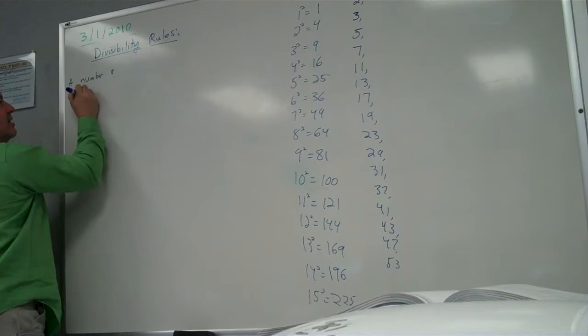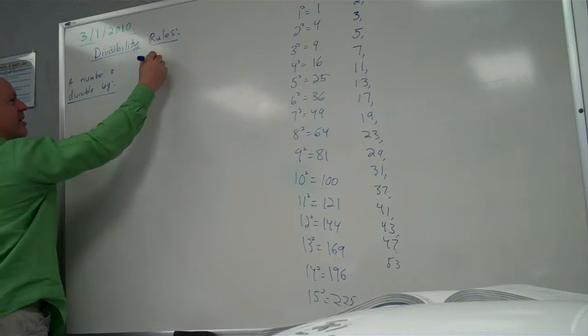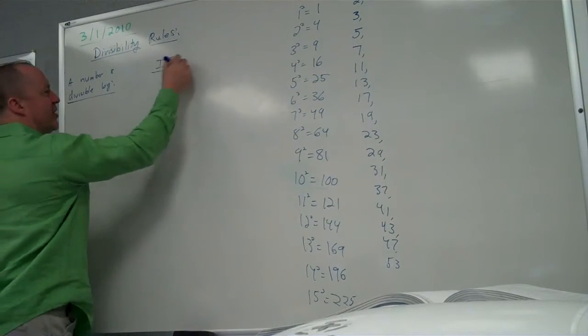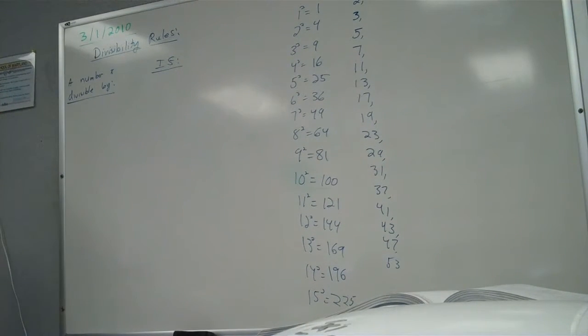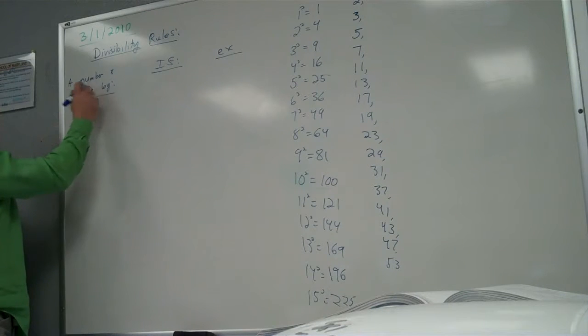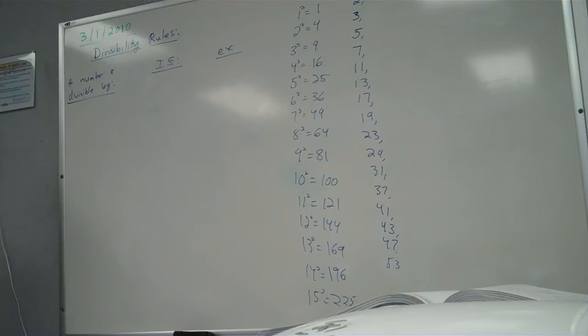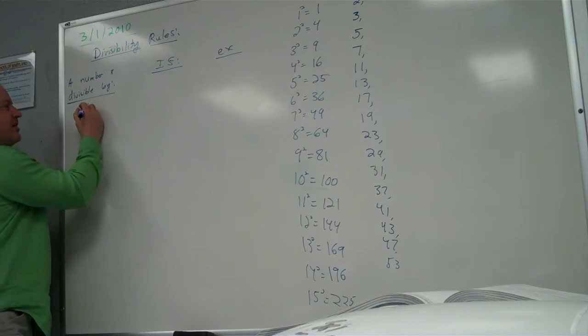A number is divisible by, over here. And I'm going to put if over here. And these rules can be confusing, but I'll try and get an example in. Over here, a number is divisible by, and then I put a colon, if, and over here is an example. I remember for 3, it's if they add up to something divisible by 3.